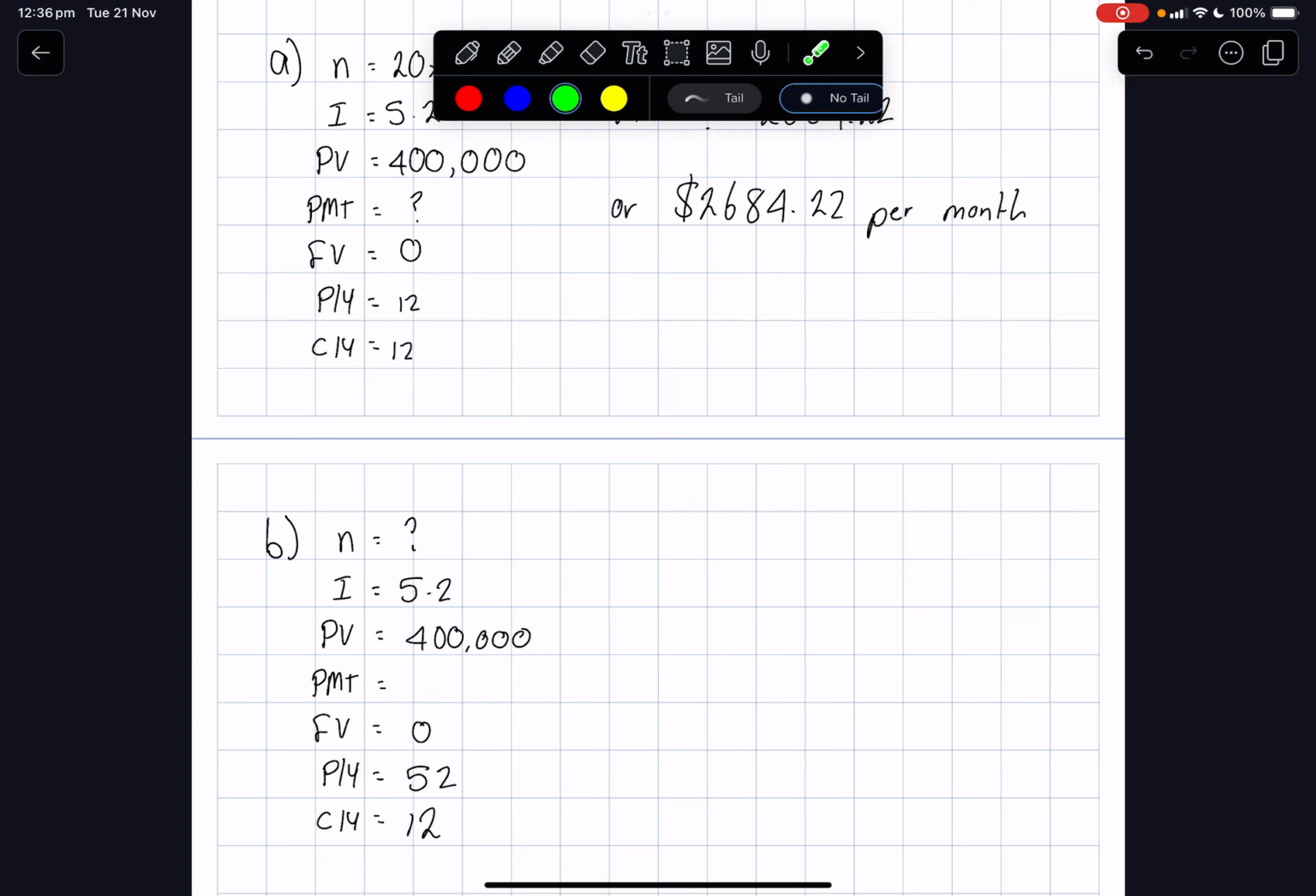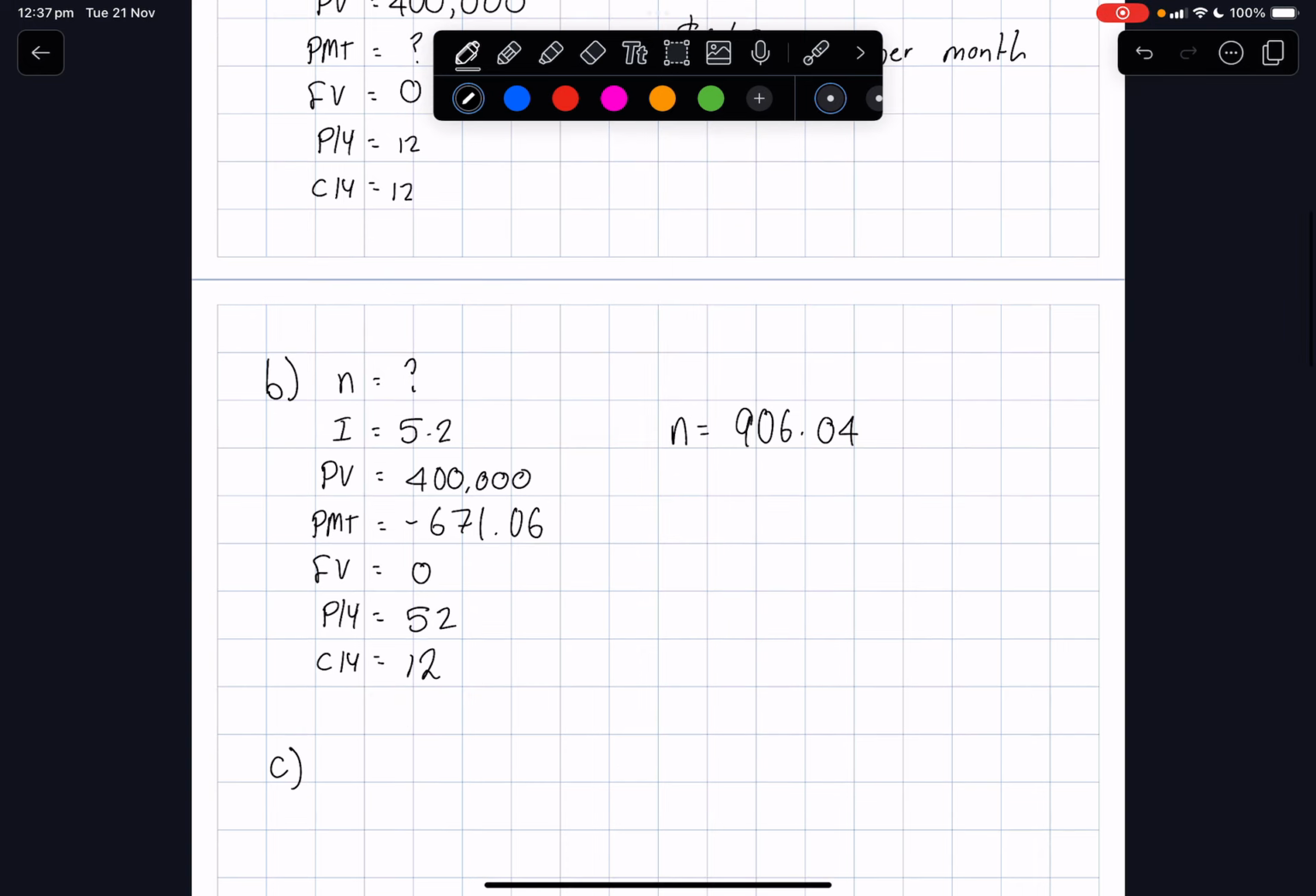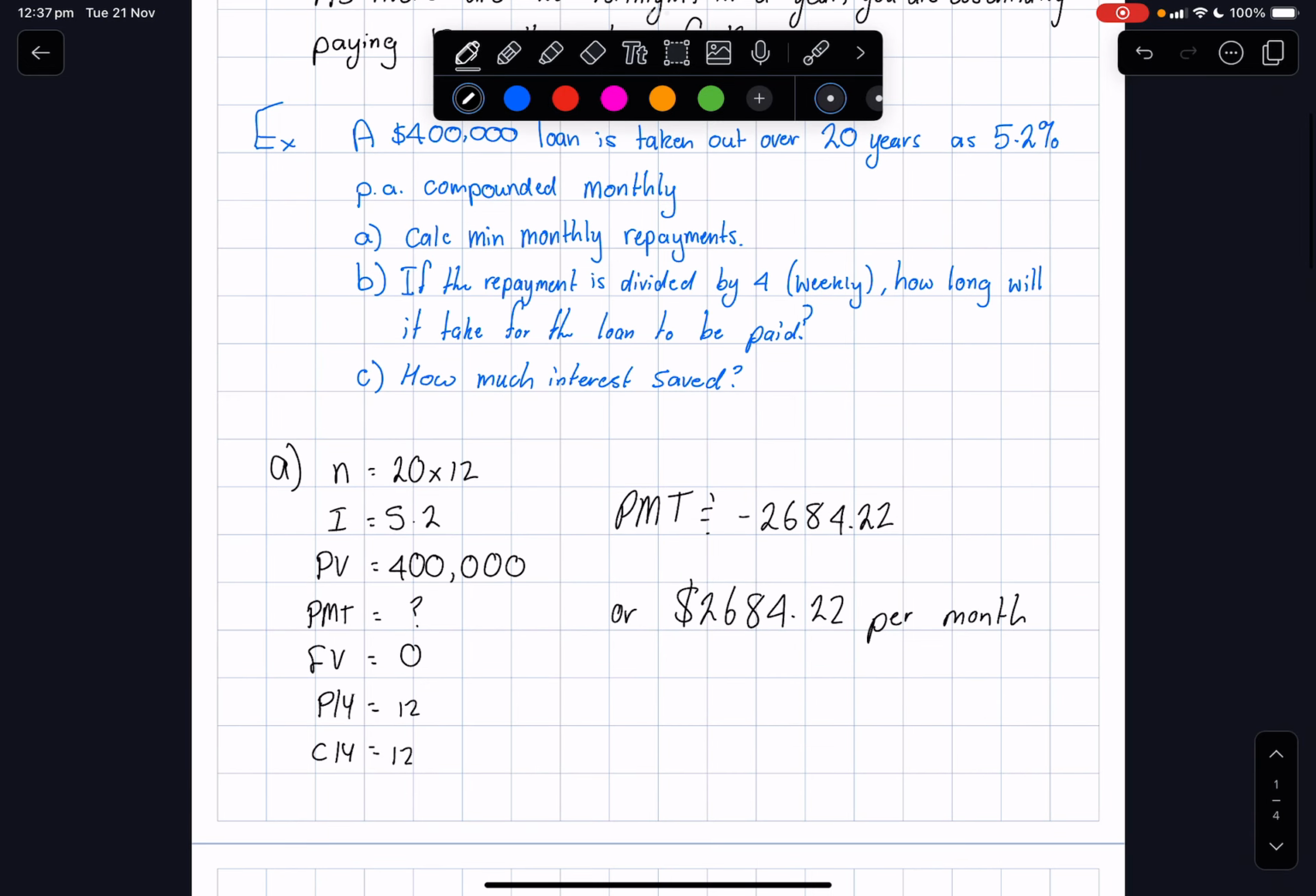For my PMT, I'm taking the value that I just found in part A and dividing it by 4, which gives me approximately $671.06 per week. So let's find my N value. Going in with 52 PY, 12 CY, finding N, I get 906.04 weeks. So that's how long it's going to take to pay off the loan.